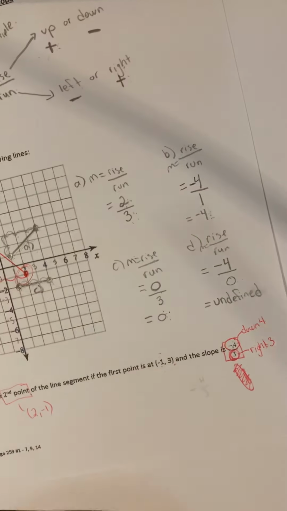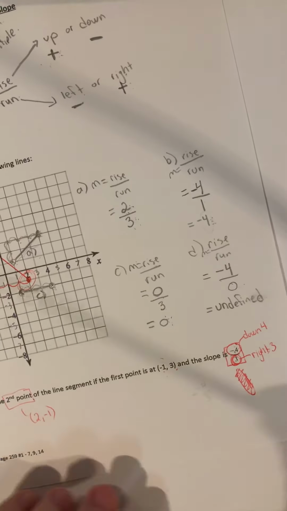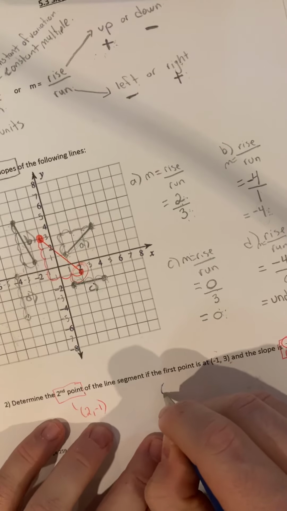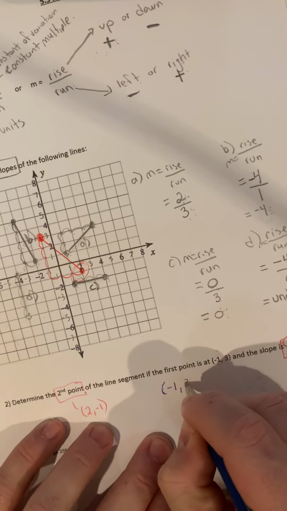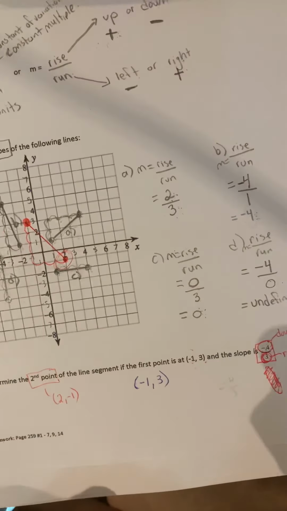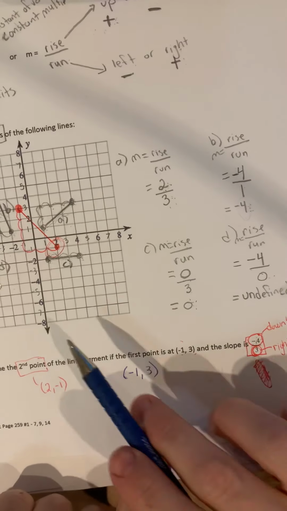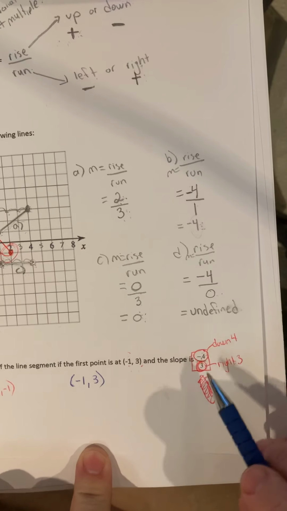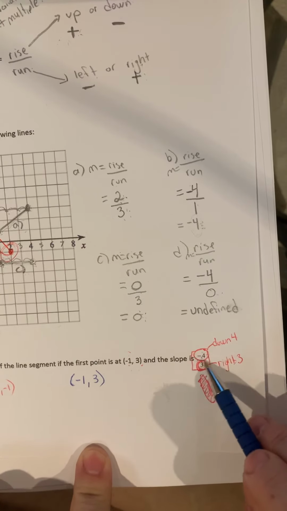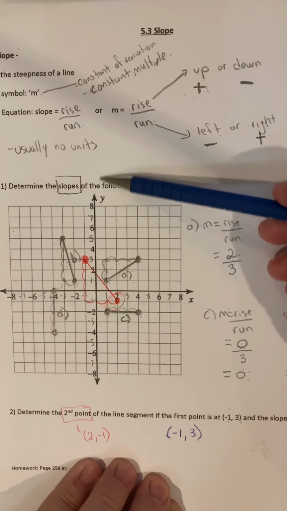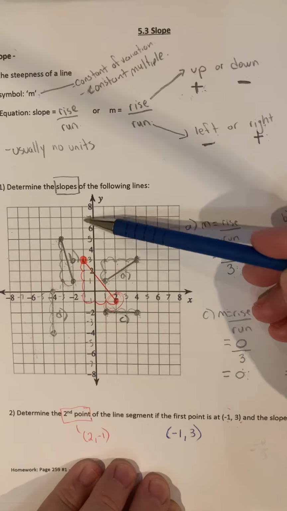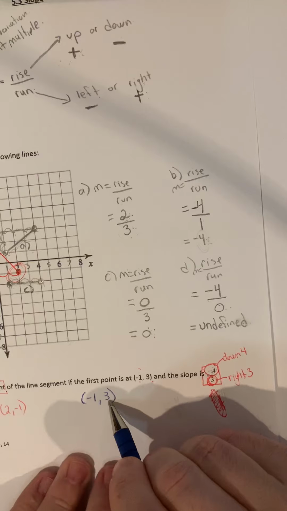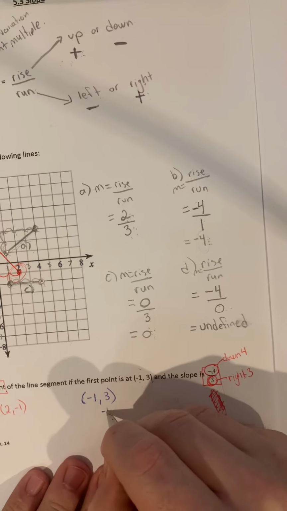And I'm just going to show you one other way to do this question. So we're starting at (-1, 3). I'm going to show you how we do this without using a graph. It says we're going down 4, or subtract 4. If you're going up or down, you're going along the y-axis. So what you could do is take this -4 and subtract it from the y. So it's going to be 3 minus 4.